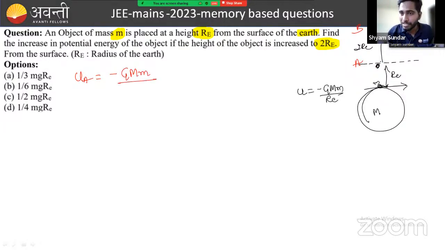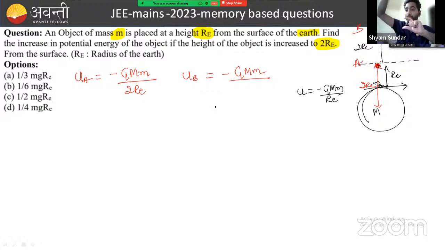Look, this RE is an altitude, and the distance we need to calculate is from the center of the earth, right? Then it becomes 2 times RE. This is 2 times RE already. Then at A, the distance is 2 times RE. Next, at point B, the potential can be written as minus G M m divided by, now look here, this is 2 times RE.